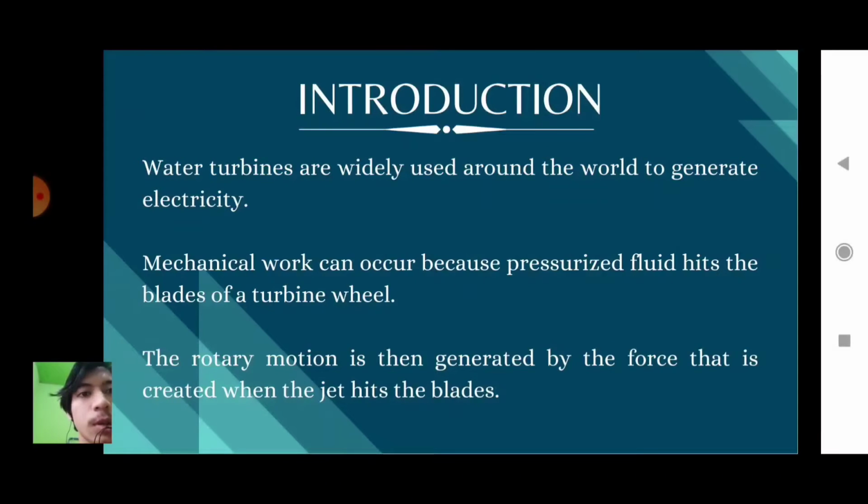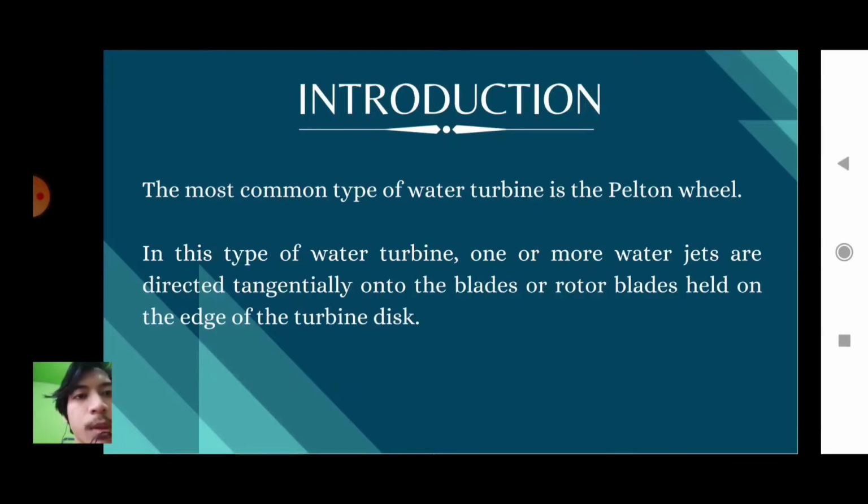Introduction. Water turbines are widely used around the world to generate electricity. Mechanical work can occur because pressure fluid hits the blade of a turbine wheel. The rotary motion is then generated by the force that is created when the jet hits the blades. The most common type of water turbine is the Pelton wheel.